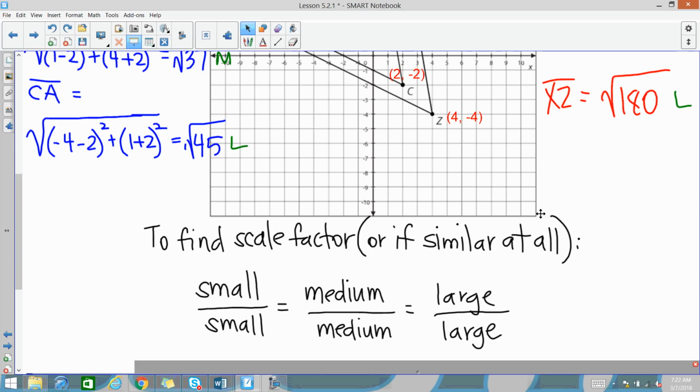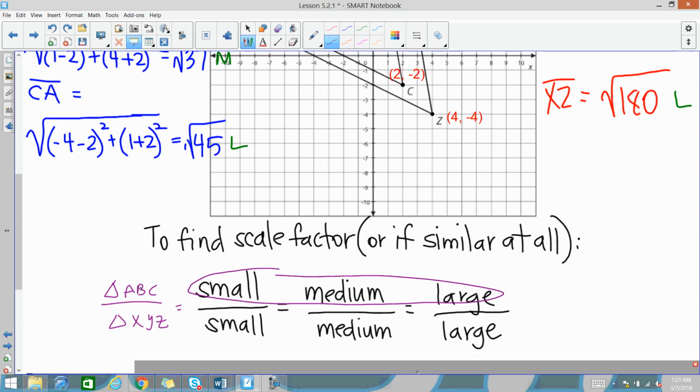All right, and what you do is you just choose a triangle. So what I'm going to do is set up a rule. The top is going to be triangle ABC, and the bottom is going to be triangle XYZ, and we follow this pattern the entire time. All the small, medium, large sizes need to be ABC. All the small, medium, large sizes for triangle XYZ need to be at the bottom.